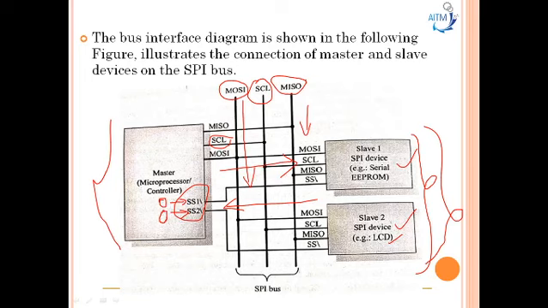Then this serial peripheral interface works on the principle of a shift register, and the master and slave devices contain a special shift register for data to transmit or receive here. So both the master and the slave contain a special shift register which is responsible for transmitting or receiving the data here.